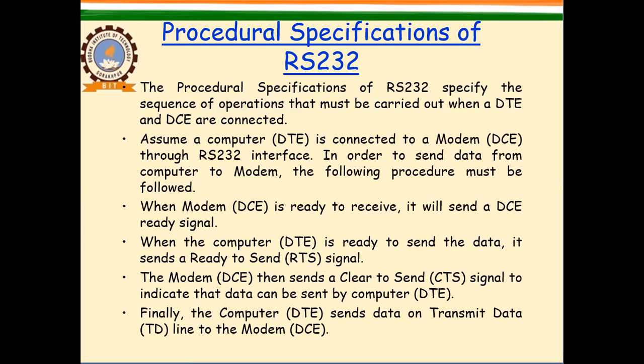Now when a computer has to send the data, before sending the data, the computer sends an RTS signal, the ready to send signal. After detecting the RTS signal, the modem sends a CTS signal, which is nothing but a clear to send signal, to indicate that the data transmission can now be started from the computer or the DTE. Finally, the computer DTE sends data on the transmit data line to the modem.